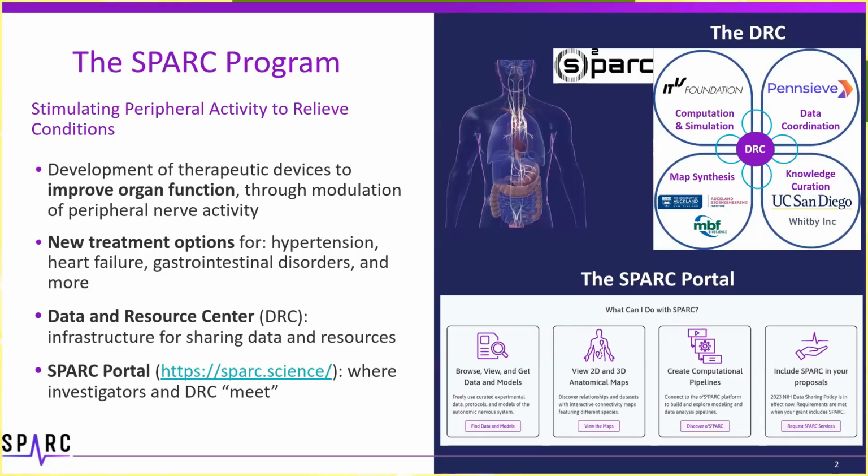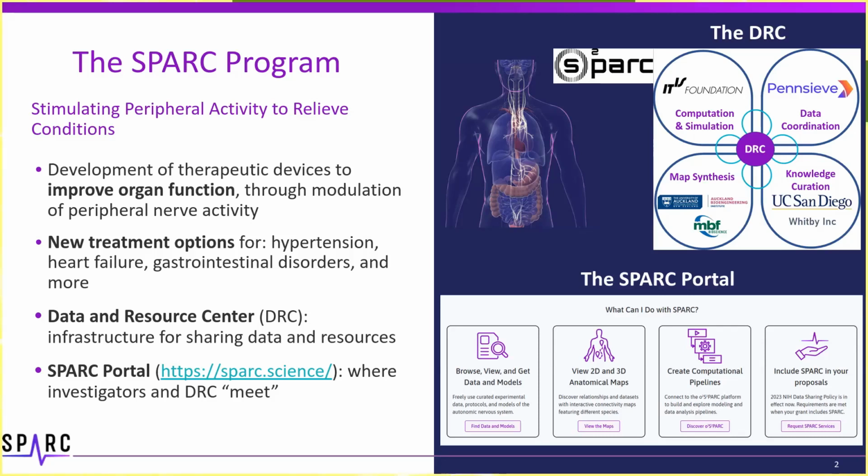First of all, a quick introduction about who we are. So we are the SPARC program, which is an NIH-funded program with the aim of stimulating the peripheral activity to relieve conditions. And the idea is to develop new therapeutic devices to control and modulate the organ function by working with the peripheral nervous system. This is a promising option for diseases such as hypertension, gastrointestinal disorders, and much more.